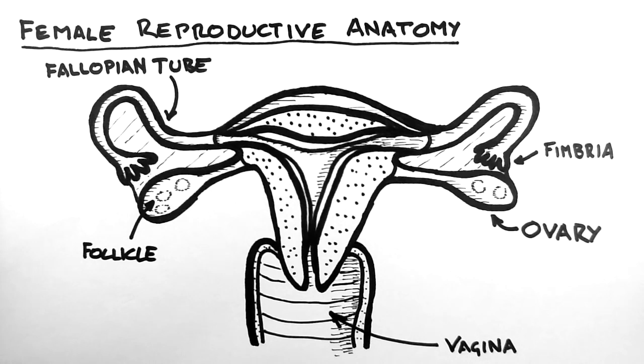So let's just pause here for a quick rundown on the process of an egg getting from the ovaries to the uterus. This is known as the process of ovulation. Once per menstrual cycle, a mature follicle will break open and release the egg from one of the ovaries. The fimbria catch this egg and it travels down the fallopian tube until it reaches the uterus.